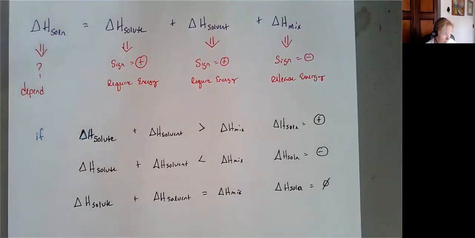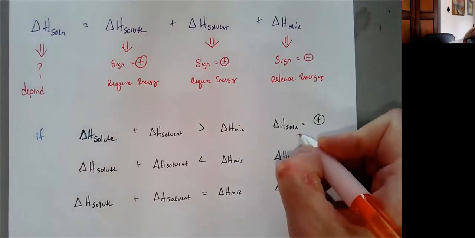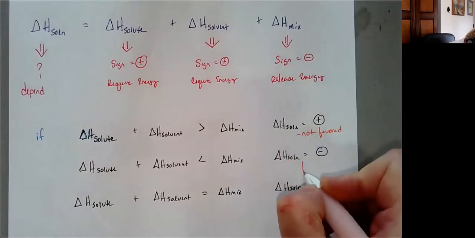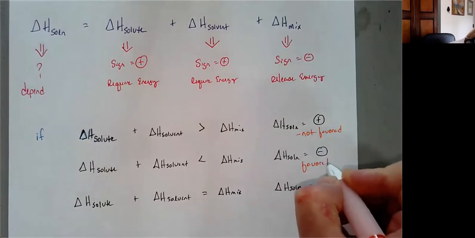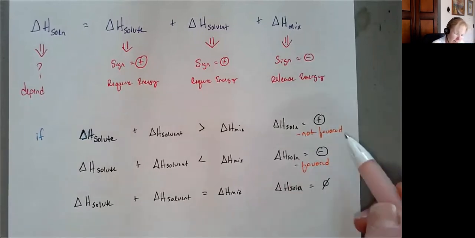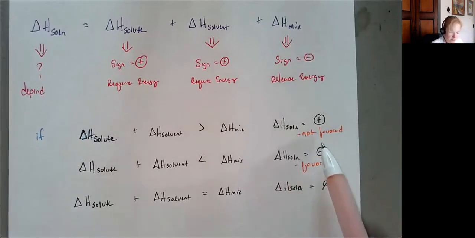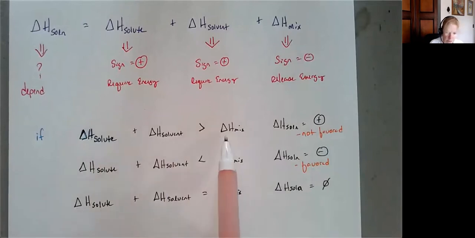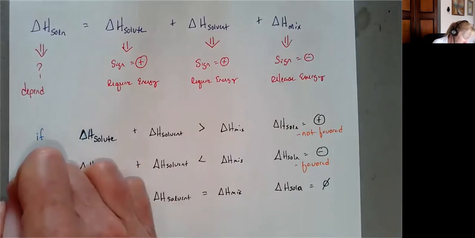I know that this is going to be unfavored. So this is not favored, this is favored, meaning that the enthalpy component of that solution is not favoring the formation of it, right? Because it's going to take more energy to break the intermolecular forces than you're going to get when you form new intermolecular forces. Here it's going to be favored, so in this scenario, your solution will form.